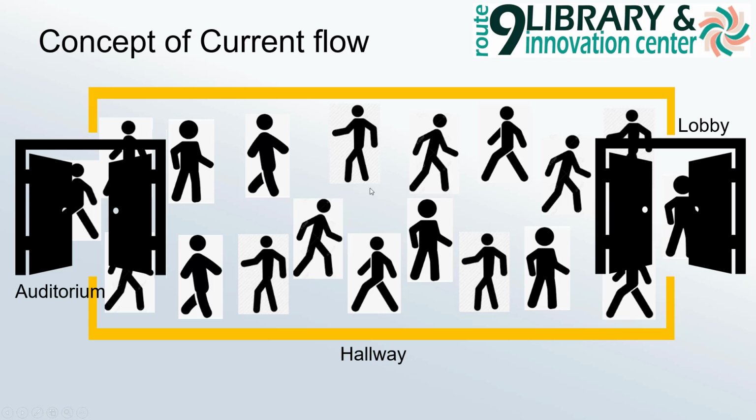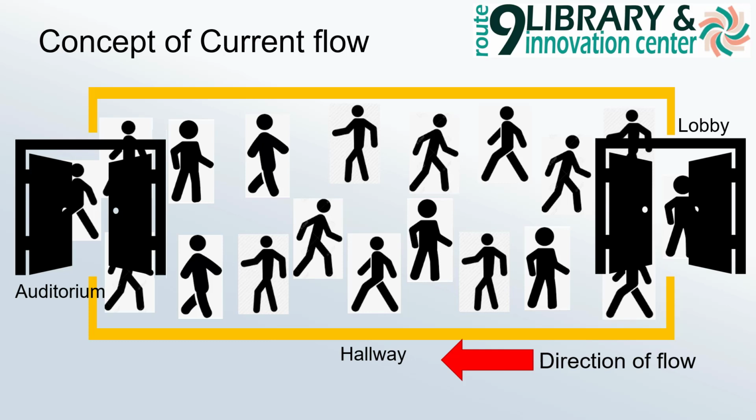So if you wanted to look at how long did it take for people to go into the auditorium, it's instantaneous. As soon as you open the door, people go in. However, if you track a particular person, it may take longer for that person to get down the hallway. It's very similar in electrons in wires.